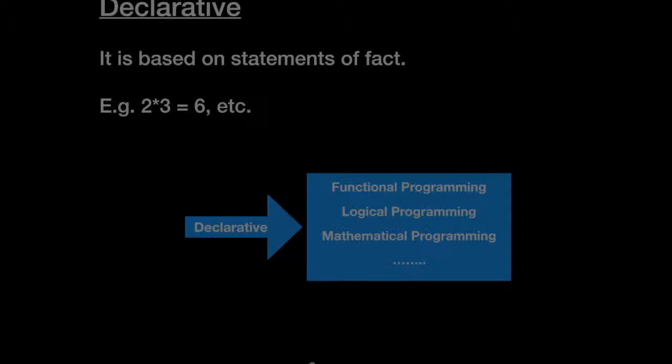Declarative paradigm is based on statements of fact. For example, 2 multiply 3 equals 6. Its subcategories are functional programming, logical programming, mathematical programming, etc.